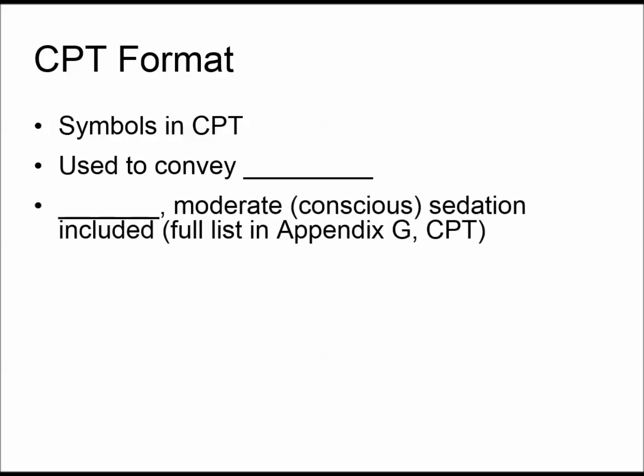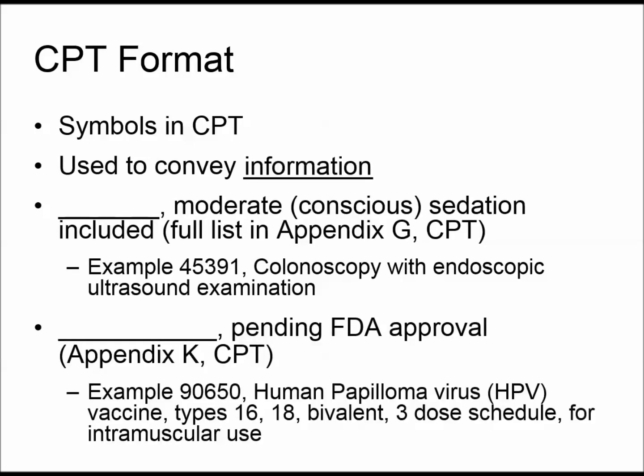Now, go forward to slide number, I believe it is 15, CPT format. How is it formatted? Of course, there are symbols in the CPT, and those symbols are used to convey information. One of the examples that your book gives is the bullseye. And you know what a bullseye looks like, it's a circle with a bullet in it. Well, the bullseye indicates moderate or conscious sedation is included in this code.